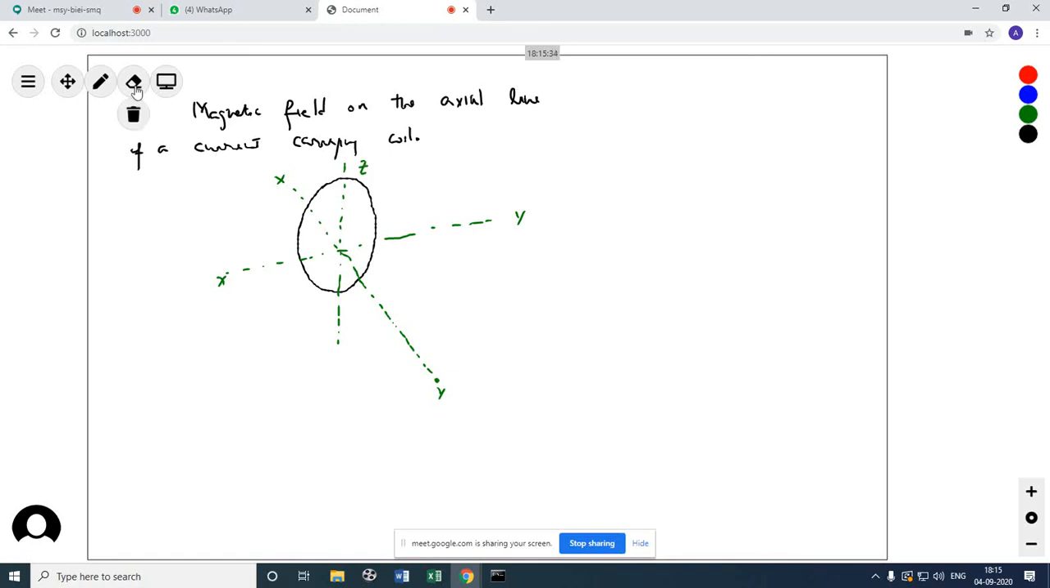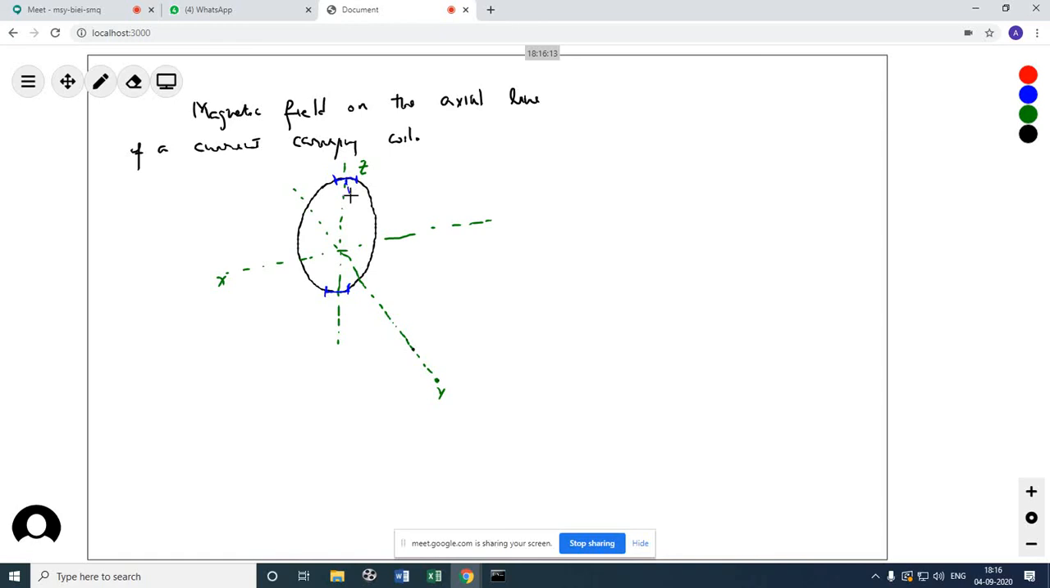Yes sir. Now, magnetic field on the axial line of a dipole. Not dipole, what I am saying is magnetic field on the axial line of a current carrying coil. Magnetic field on the axial line of a current carrying coil.